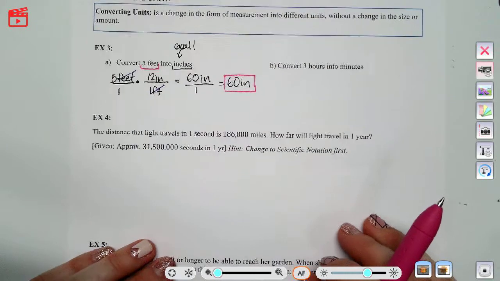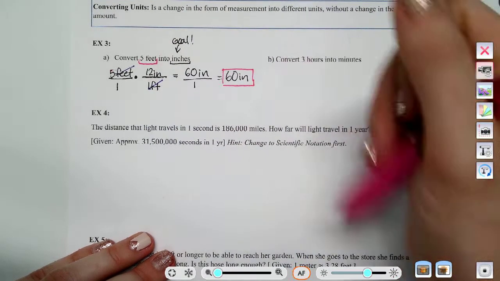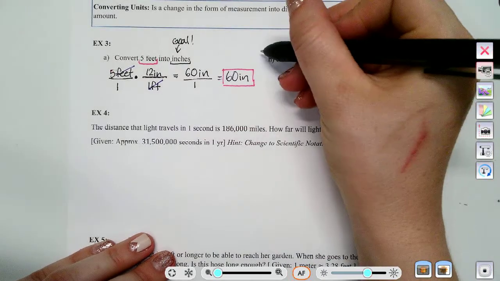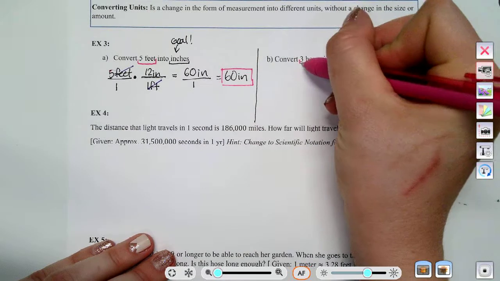All right, so this time we're going to convert 3 hours into minutes. So the question is, what are we given? Well, we're given 3 hours, so we always start with what we're given.